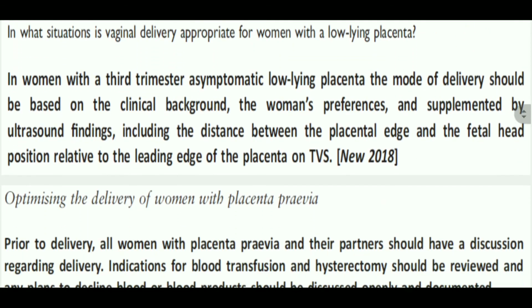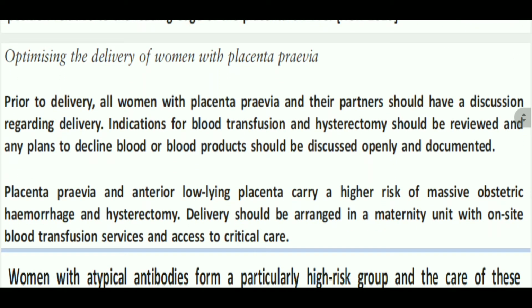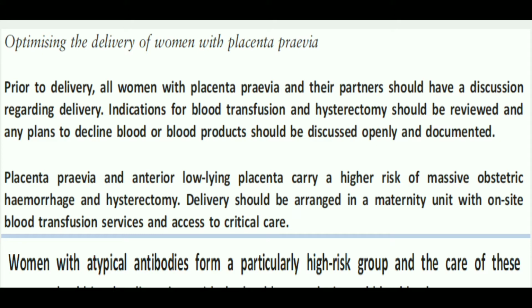Now, optimizing the delivery of women with placenta previa, this is very important, and it's written that prior to the delivery, all women with placenta previa and their partners should have a discussion regarding the delivery. Okay, and the indications for blood transfusion and hysterectomy should be reviewed, and any plan to decline blood or blood products should be discussed openly and documented. Placenta previa and low-lying placenta carry a risk of massive hemorrhage and hysterectomy, and delivery should be arranged in a maternity unit with on-site blood transfusion services and access to critical care.